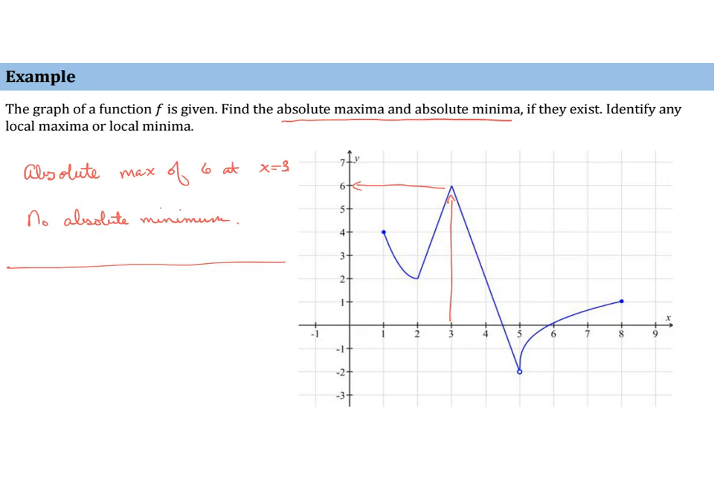Do we have any local maxima? Now, we do have a local maximum, and it's the same thing as our absolute maximum. We have a local max of 6 at x equals 3. Do we have any local minima? Any points that are lower than the surrounding points? And the answer is yes. If we look at this point, it is lower than the surrounding points. So we have a local minimum of 2 at x equals 2.